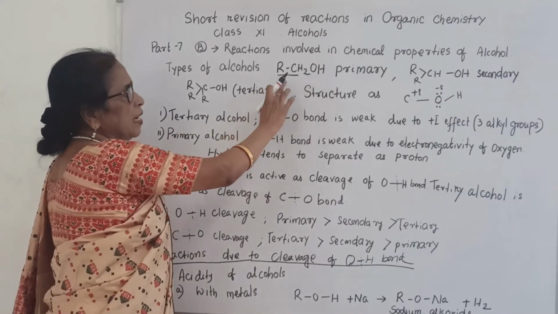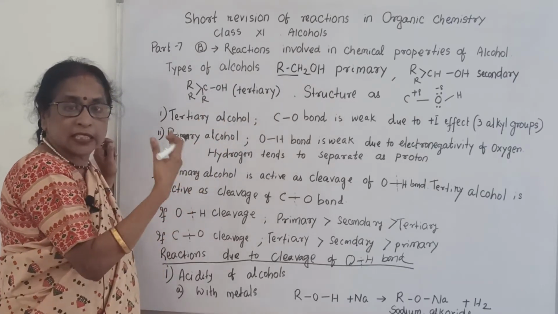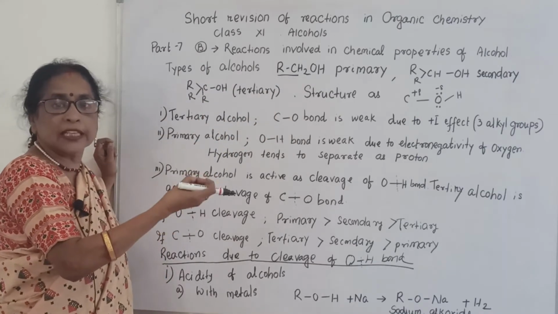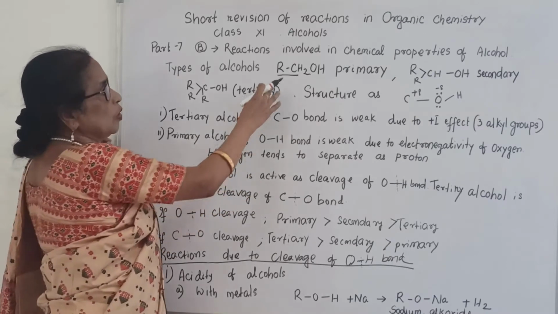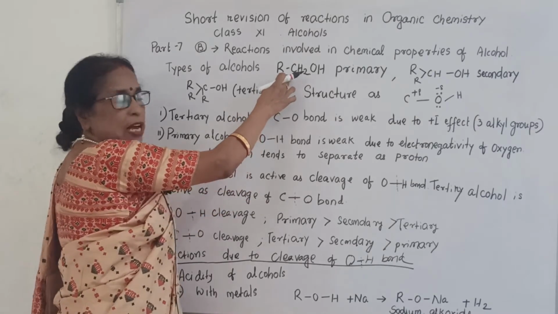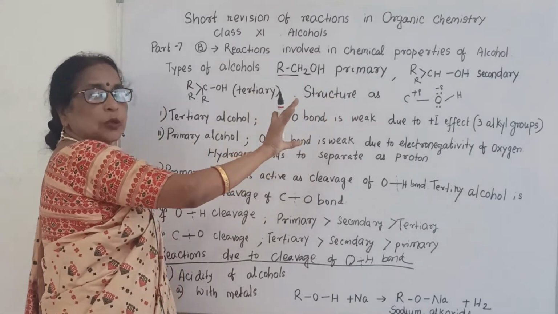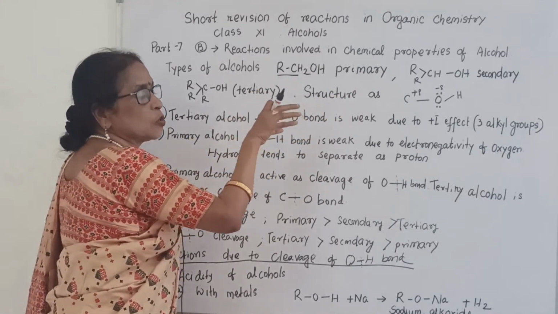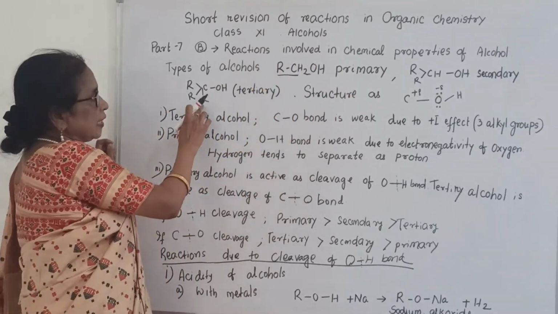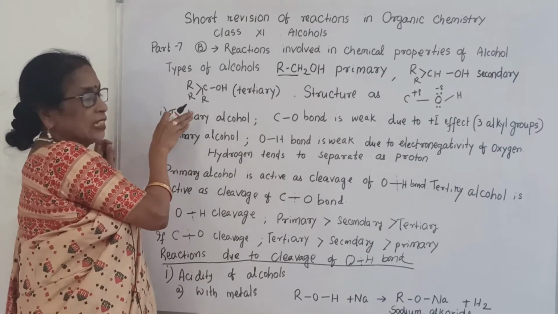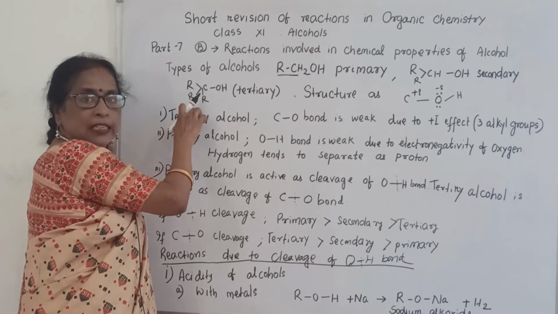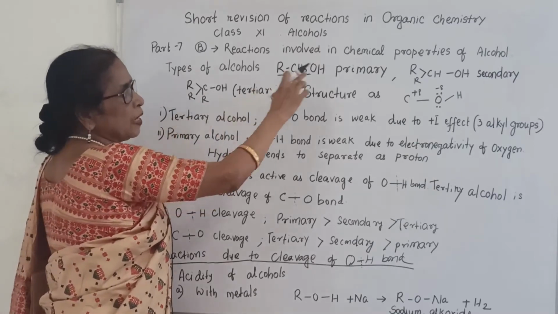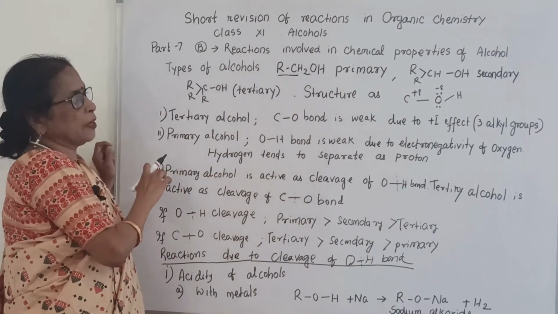In our primary alcohol, one alkyl group. What is an alkyl group? Alkyl group is electron releasing, plus I effect. So here electrons are released towards this carbon, and here two alkyl groups are releasing electrons towards their carbon. Here three alkyl groups release electrons towards this carbon. That means the plus I effect is much greater in tertiary compared to secondary and primary.